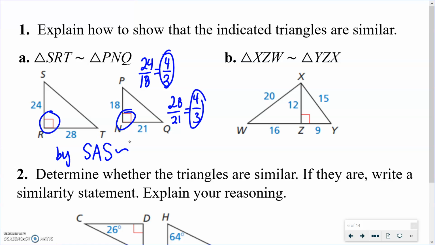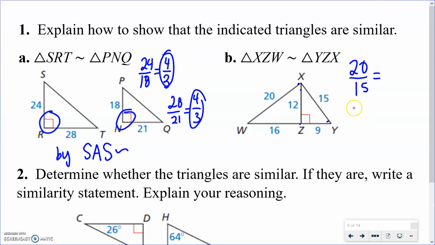Here I have two triangles, XZW and YZX, and I see that I have all three sides labeled on both. They share a side in common, but it's not the corresponding side. So we ask, what's the longest side? On XZW it's 20, and on YZX it's 15, so 20 over 15.